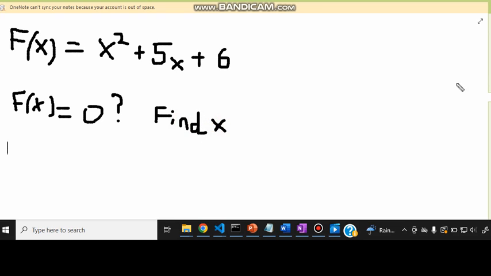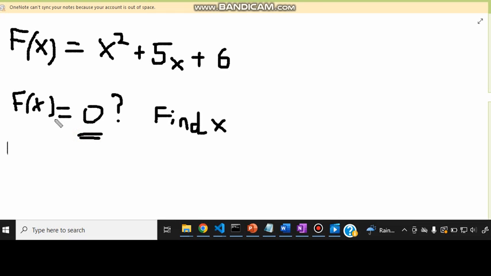Okay, so in this example, are we trying to find an output or an input? Pause the video and think. So in this case, we actually know what the output is. So what is the output of this function? We know the output is going to be 0.